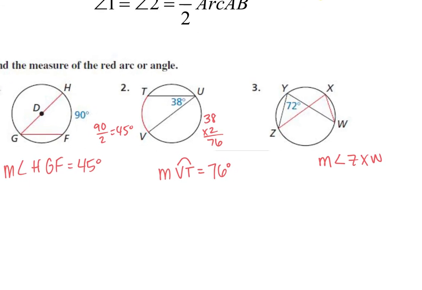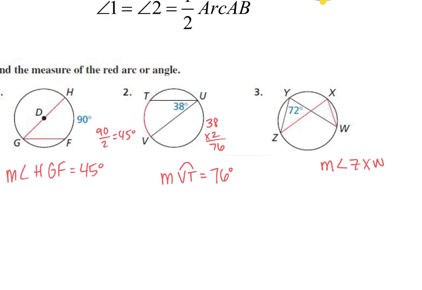72. Why is it 72? Because of the thing we just did. Do you guys see how, if you want to use a different color, ZYW forms the same arc as this angle, ZXW? Do you guys see that? So this arc, regardless of what amount it is, we know it's 72 times 2, but we're going to get the same angle over here. Agreed? So that angle must also be 72 degrees.